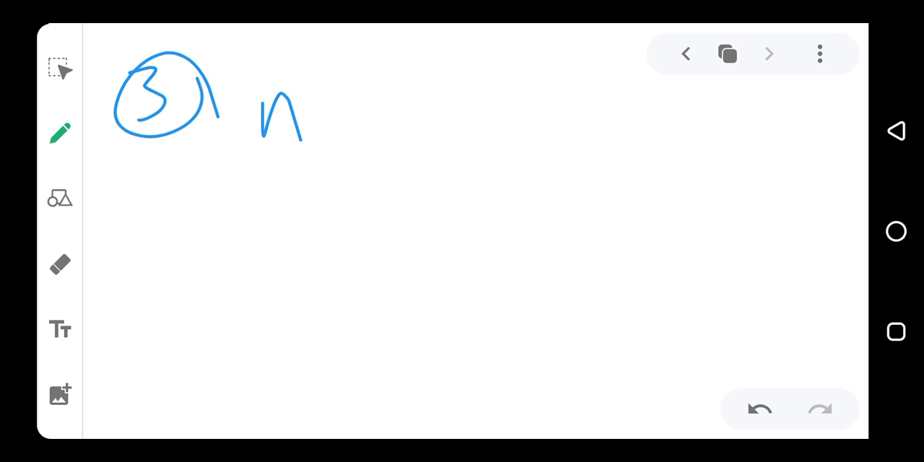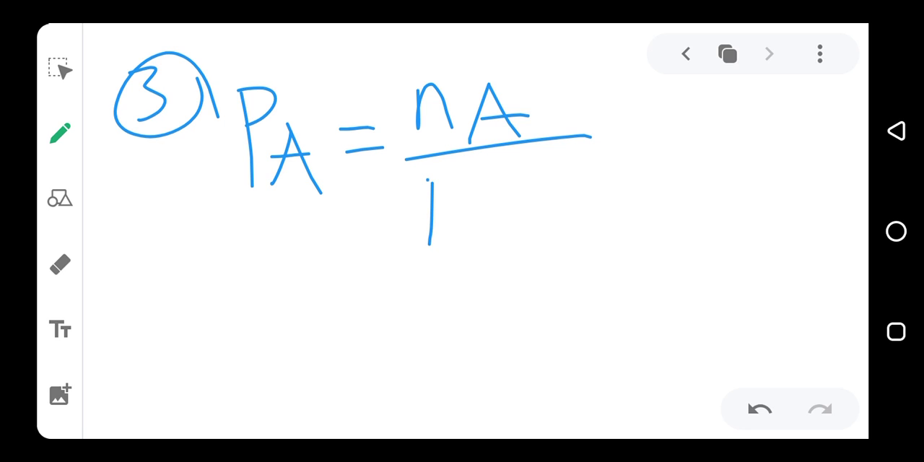Now let's go there. To get the partial pressure of gas A, partial pressure of gas A is equal to number of moles of gas A over total number of moles multiplied by the total pressure PT.